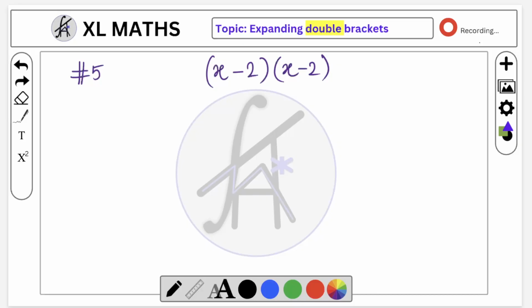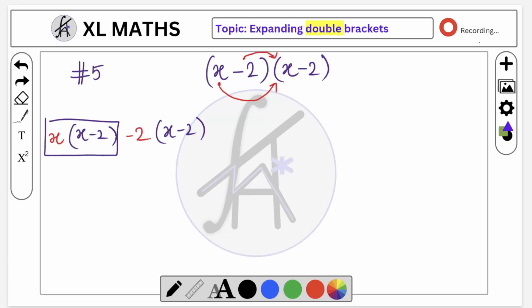So you have x here that multiplies with the entire bracket. We're going to be writing x with the entire bracket. What's the second bracket? x minus 2. That's correct. Then you take the other term, minus 2, times the entire bracket, and the second bracket is x minus 2. Perfect.